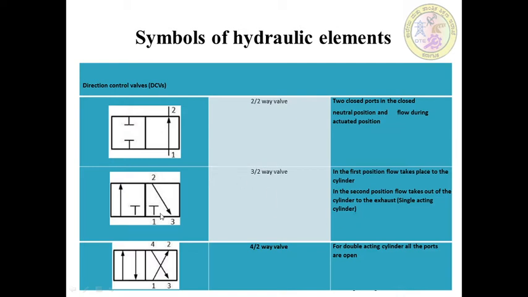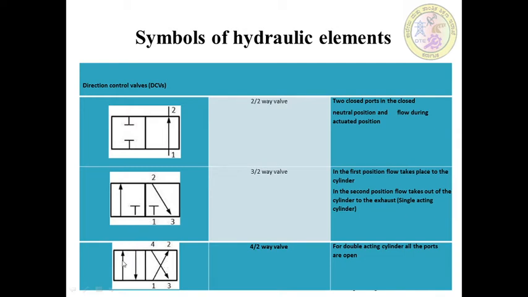This is the 1 2 3 valve. In the initial position, flow goes from 1 to 2 inside and 2 to 3 outside. And this symbol is known as the 4 by 2 way valve. This is for a double acting cylinder, all ports are open. So the inlet will be taken from this side, and the outlet from this side.